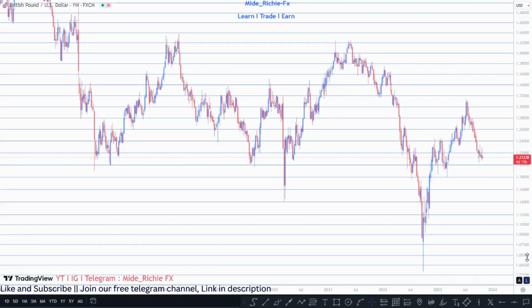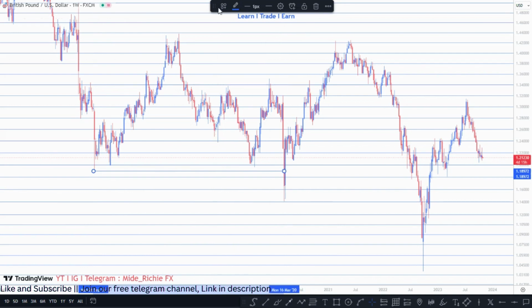So now let's get straight into the video. The first one we will be analyzing this morning will be GBPUSD. You can see GBPUSD on the weekly time frame, and we're pretty much bearish. Now let's see what the market will likely do for this week, and maybe we can capitalize on that.